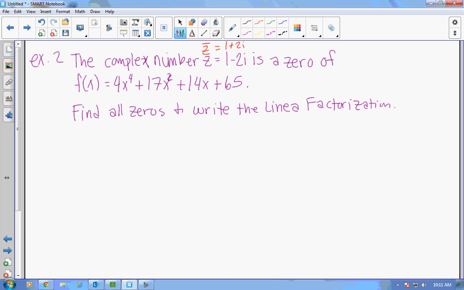Okay, using synthetic division, we're going to start with the first one that they give us. 1 minus 2i. Now when we set up the synthetic division, be careful, we have some gaps. X to the 4th power's coefficient is 4. What's x to the 3rd power's coefficient? 0. It's not there. 0. X to the second power is present, so it's 17. X to the first power is 14. And x to the 0 power is 65.